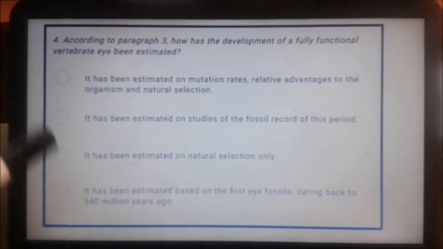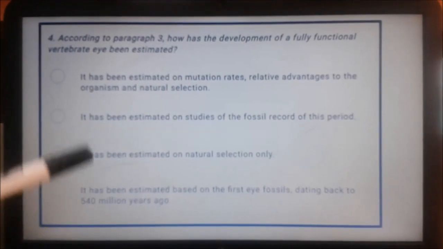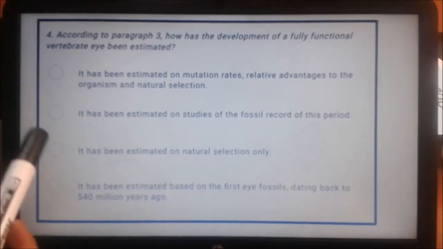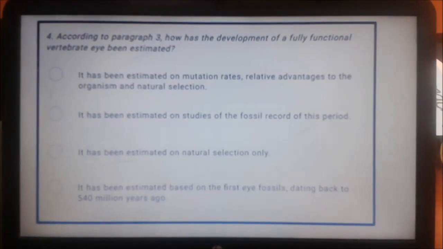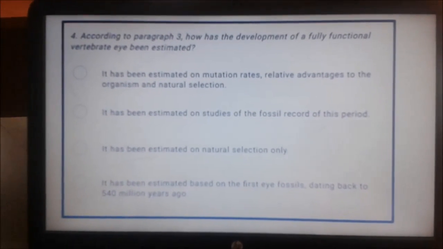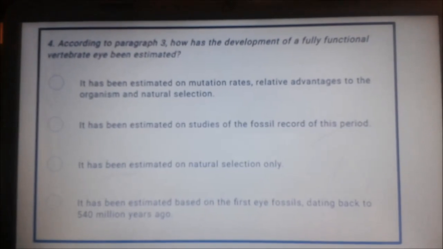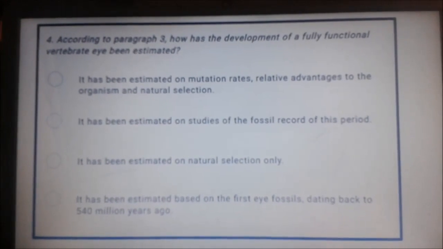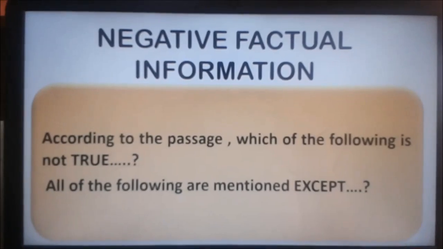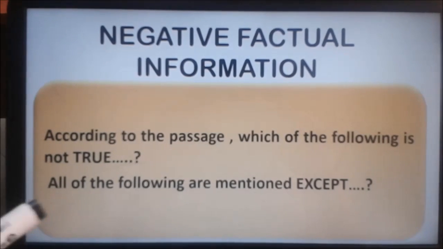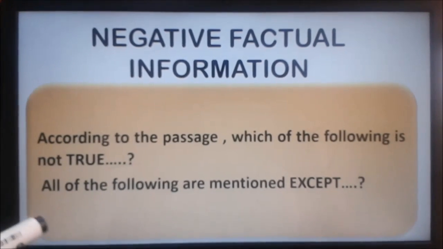In the following example, we can see that we have 4 options. You need to select the correct option. So usually the question will tell you in what paragraph to look for the answer. The questions are also generally in the order of information presented in the passage. On the other hand, for negative factual information, you need to recognize these kinds of questions.